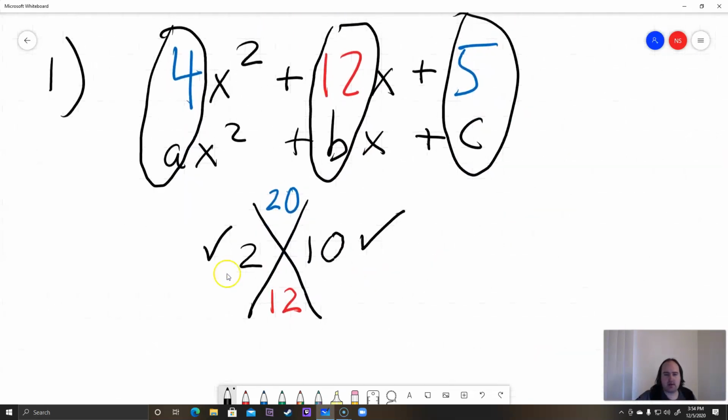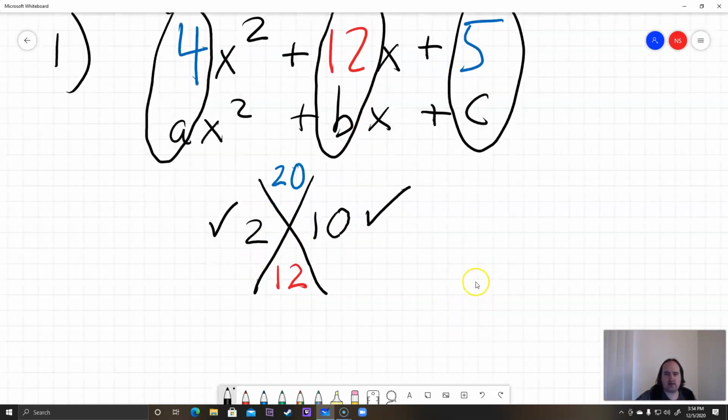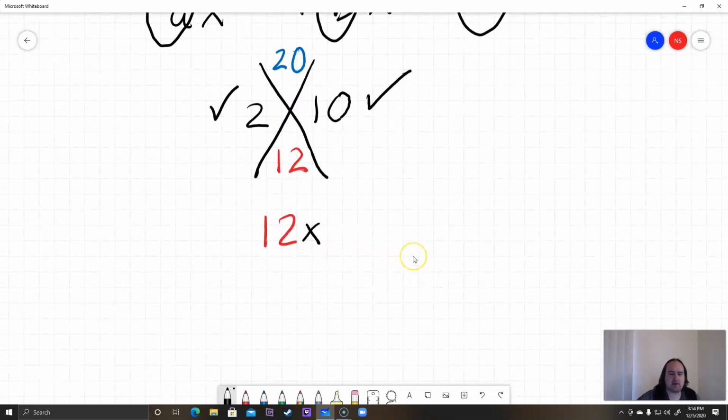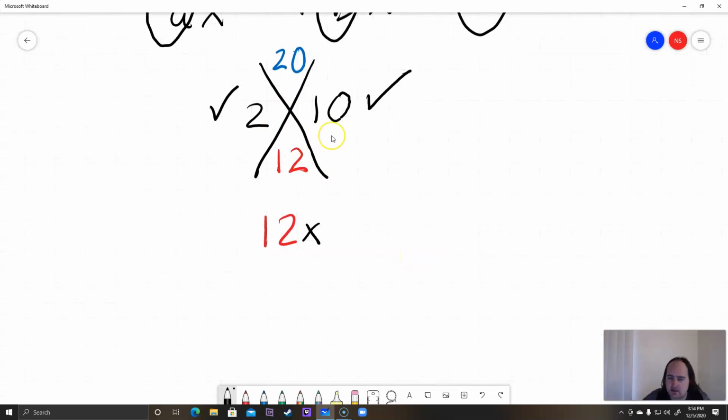So these new numbers that we got, 2 and 10, we're going to rewrite bx, which here is 12x, using these two numbers. So what's that going to look like? Well, we started with 12x. We're going to split that up now into two terms, using these two numbers that we got. So we're going to write it as 2x plus 10x.